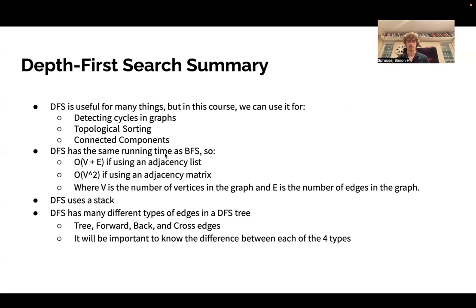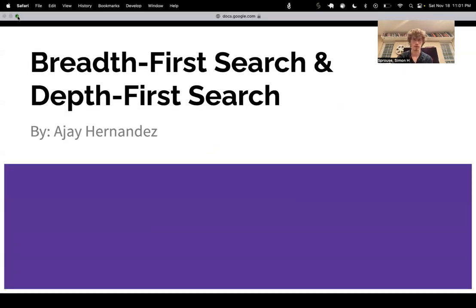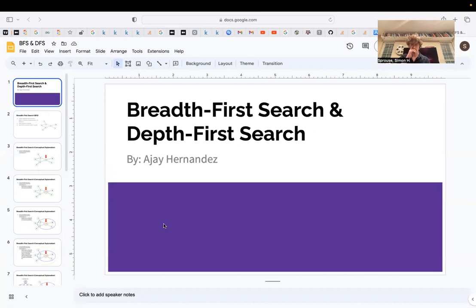Okay, so before we get into the actual note-taking section, just some summary. DFS is useful for many things, including detecting cycles, topological sorting, connected components. We'll worry about these next week. DFS has the same running time as BFS, different algorithm, but same complexity. You can think BFS is a queue-based implementation, whereas DFS is a stack-based implementation. And when we run DFS, we're going to classify edges into a few different categories. So I think that about sums up the intuitive, high-level, memorize all of these buzzwords portion of the Sunday review.